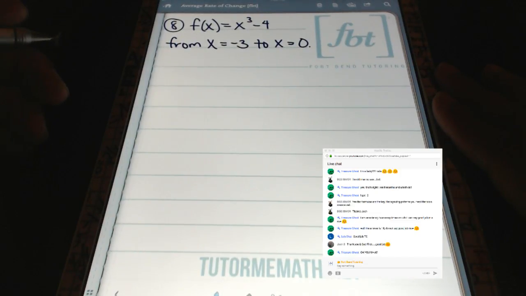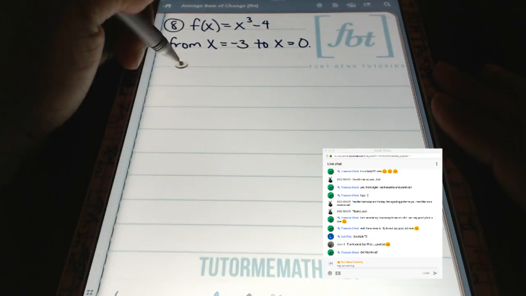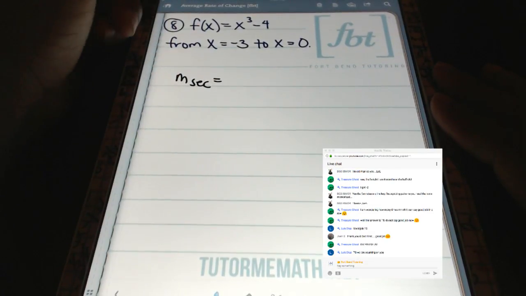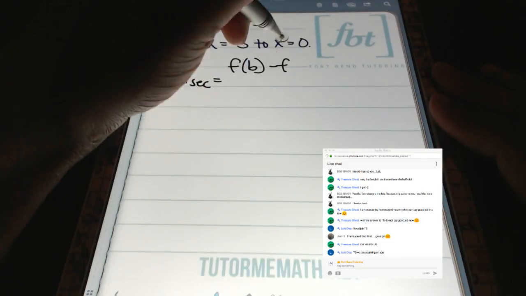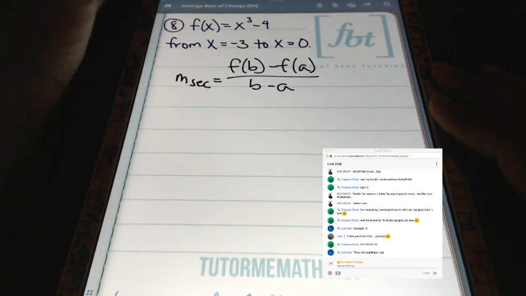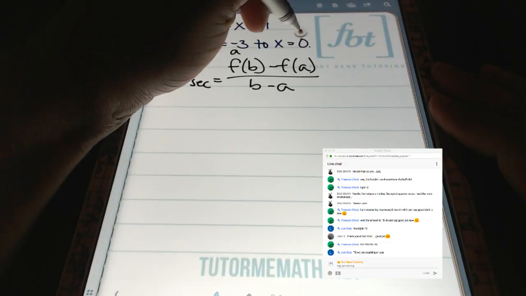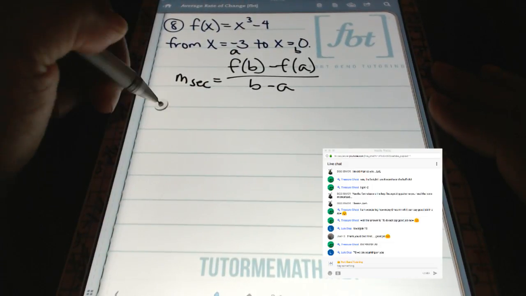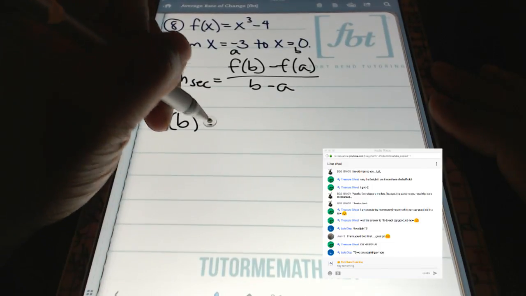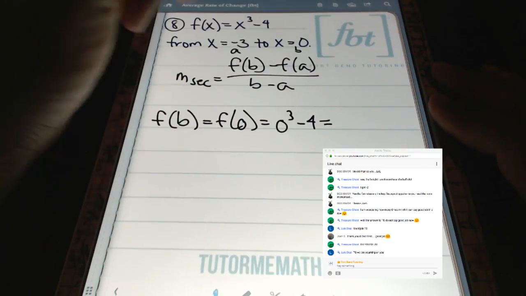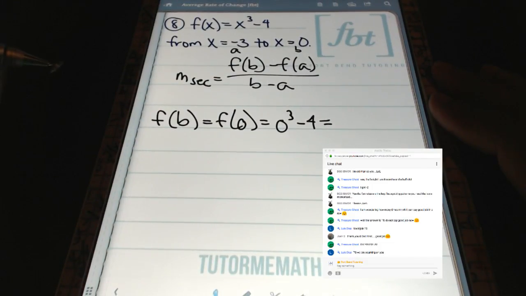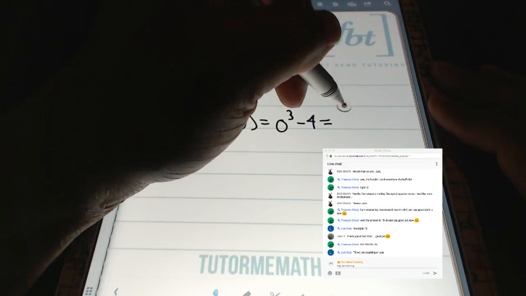So here, let's go ahead. We'll have our function f. We're trying to find the average rate of change. We're moving from -3 to 0. And we have, once again, the slope of the secant line to find. In other words, the average rate of change. So we'll be utilizing this formula, f of b minus f of a divided by b minus a, knowing that our a value is -3 and knowing that our b value is 0. That being the case, if I'm finding out what f of b is, aka I'm finding out what f of 0 is, I'll be plugging in 0 into the original function and simplifying this. 0 cubed is 0. And 0 minus 4 gives us -4.